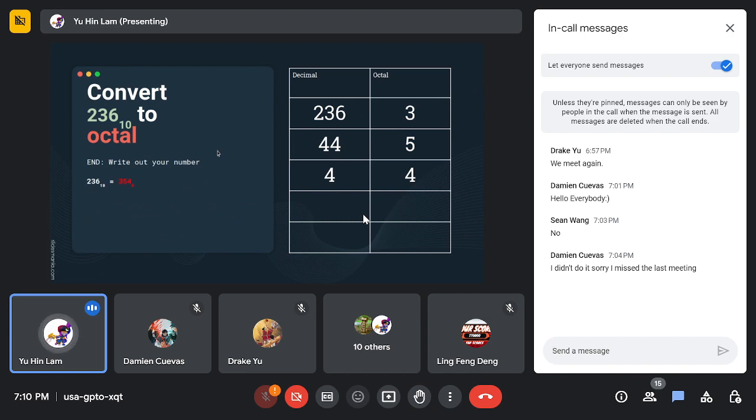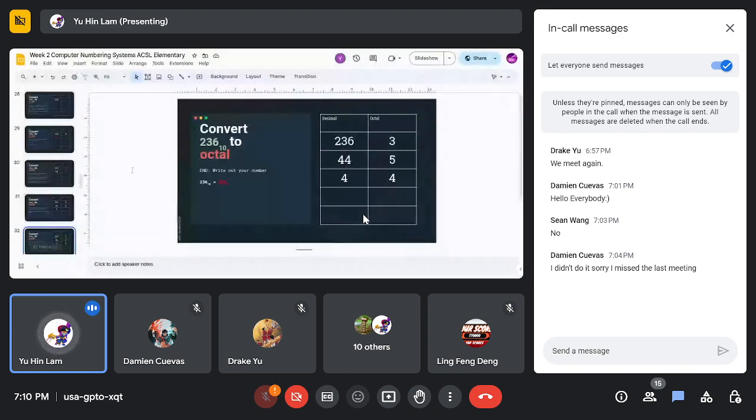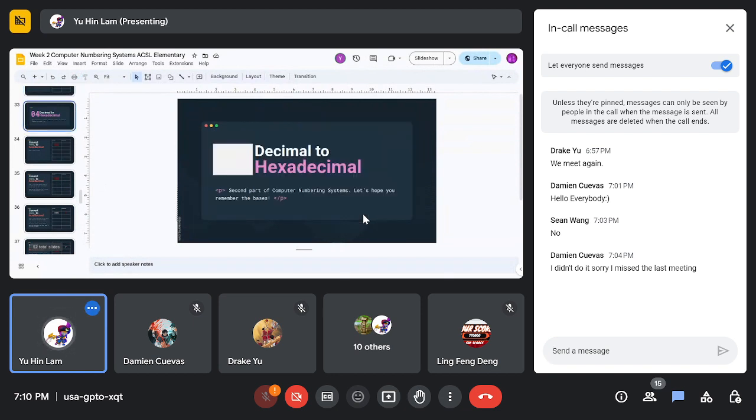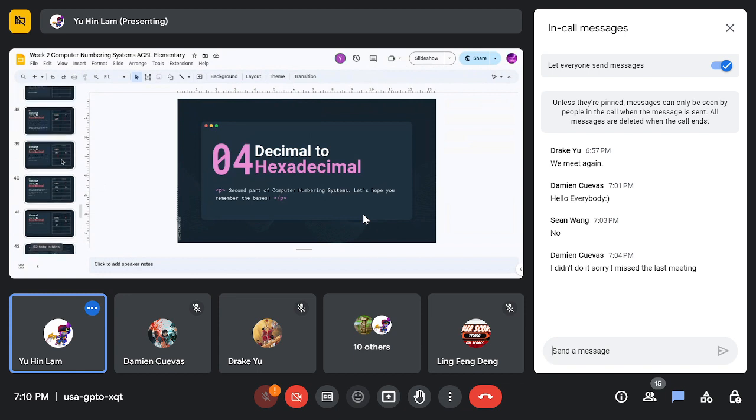So then how about we move on to today's topic first? And if there's any questions, you guys can always post on the Google Classroom. Move on to today's topic.